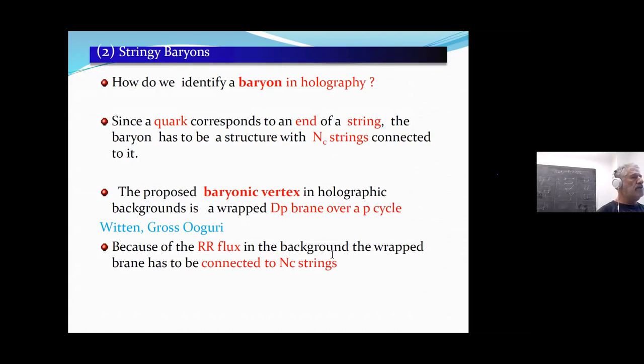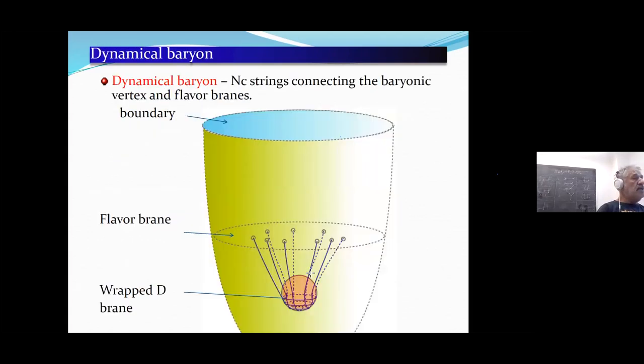What about the baryon? Since a quark corresponds to an end of a string, the baryon has to be a structure that corresponds to NC strings. The proposed baryonic vertex in holography is based on a wrapped D-p brane that wraps the p-cycle. And because of the Ramond-Ramond flux in the background, the wrapped brane has to be connected to NC strings. So a cartoon of that: we have this wrapped brane and there are NC strings connecting to some flavor brane.